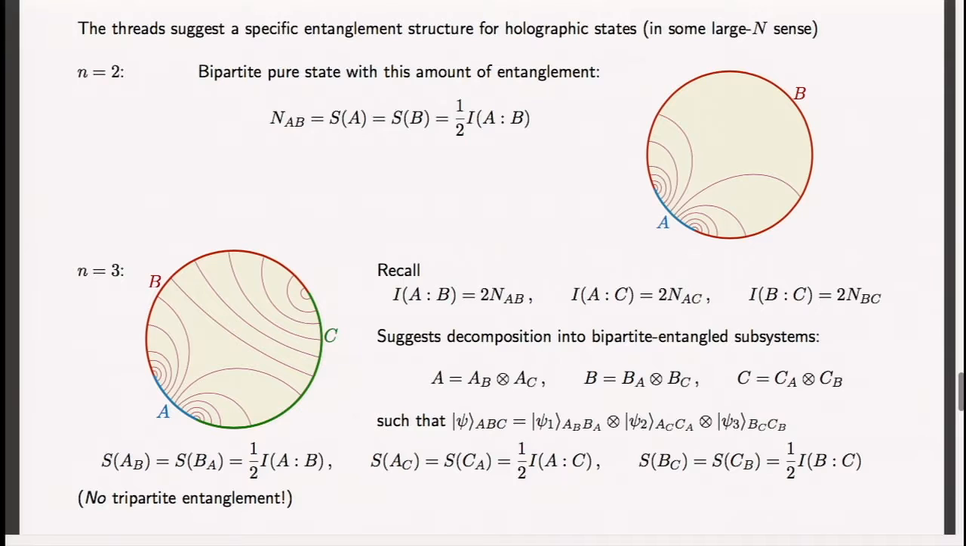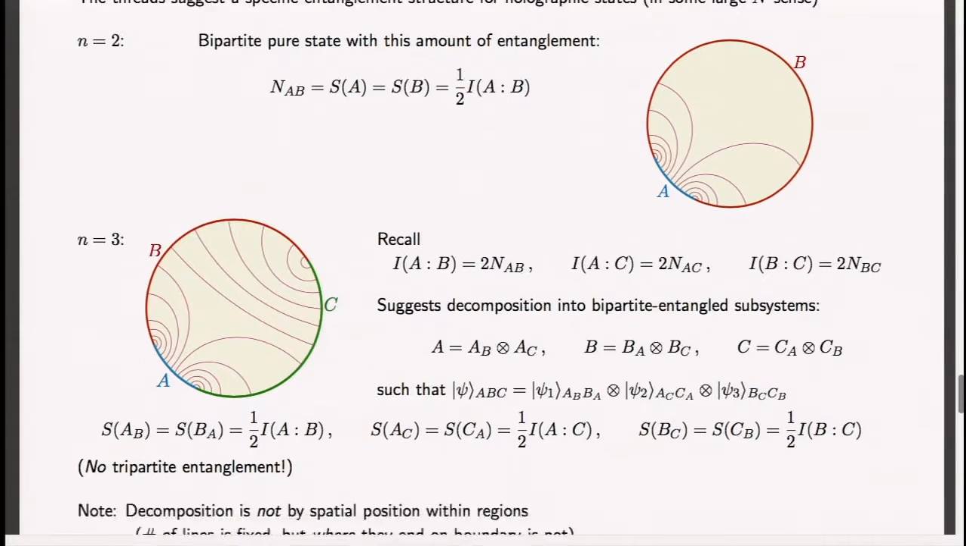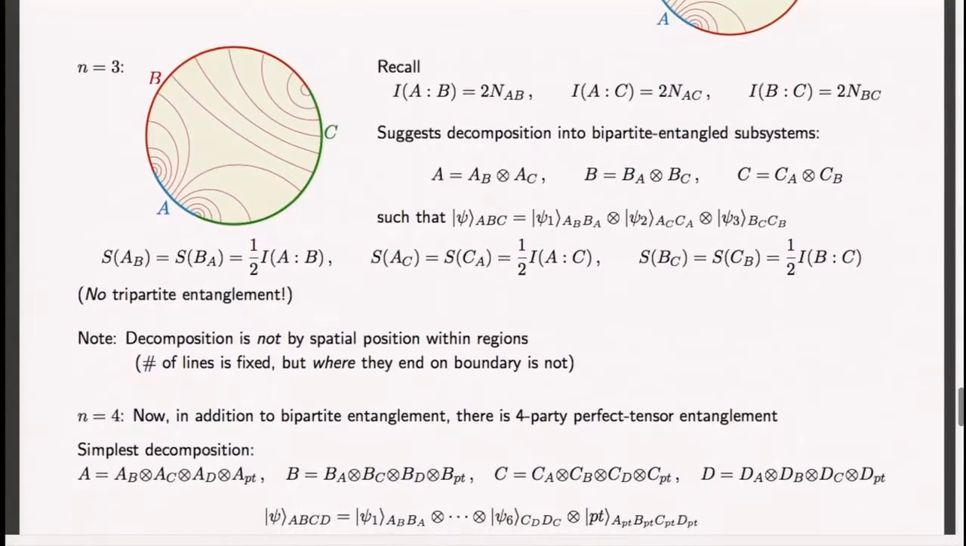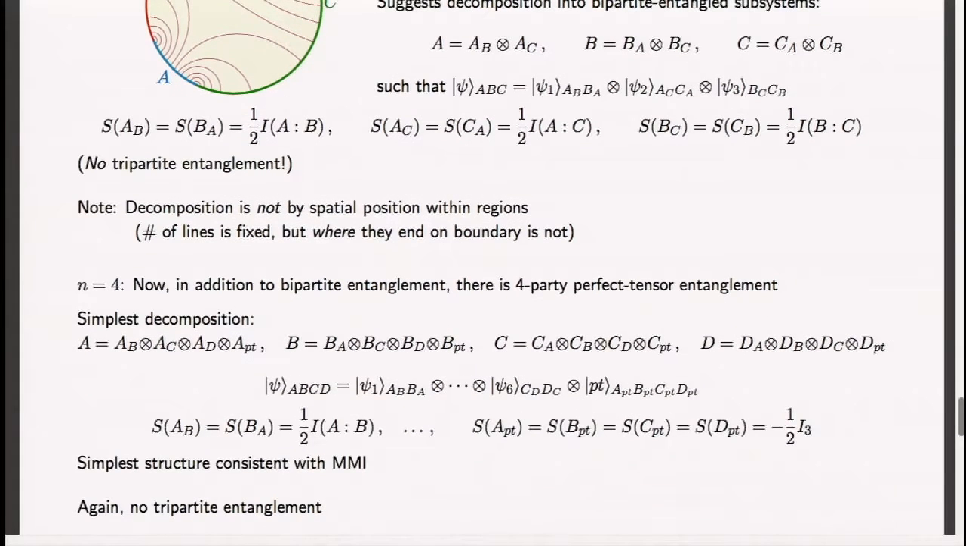Okay. So this is a very strong statement. It's not just saying there's no GHZ or no W, there's no tripartite entanglement, at least at leading order in large N. What's going on with four parties? Well, do I want to keep saying there's only bipartite entanglement? Well, that we know is not true, because there's also definitely this four-party perfect tensor entanglement.